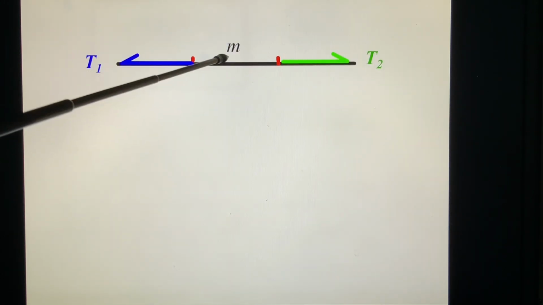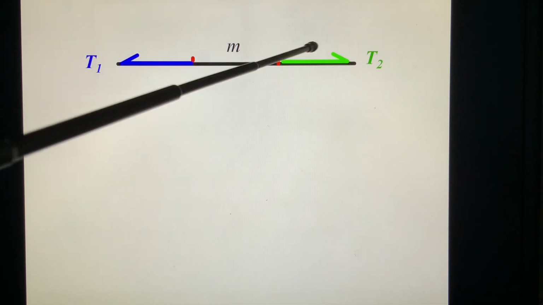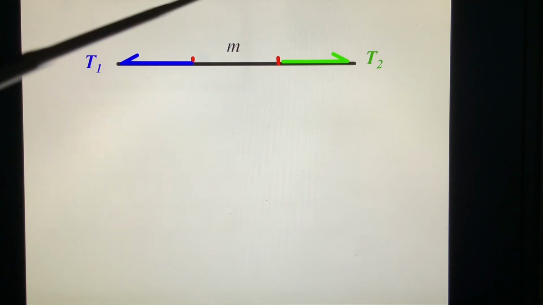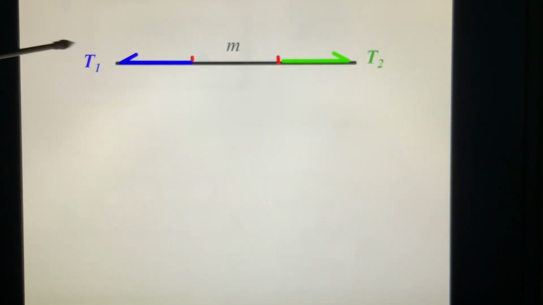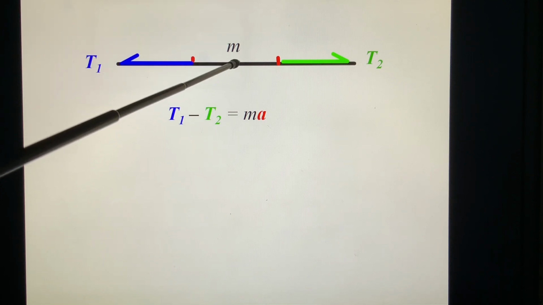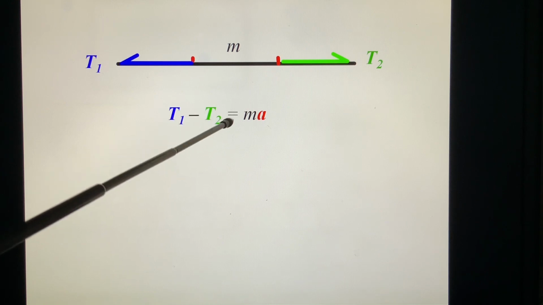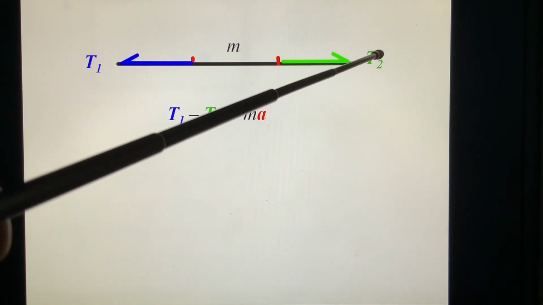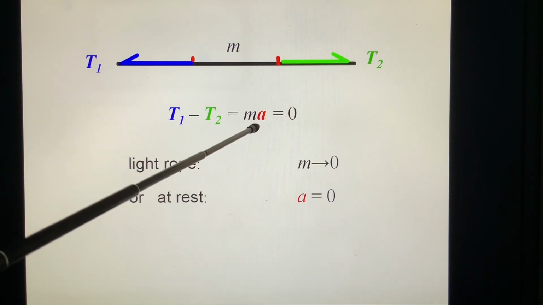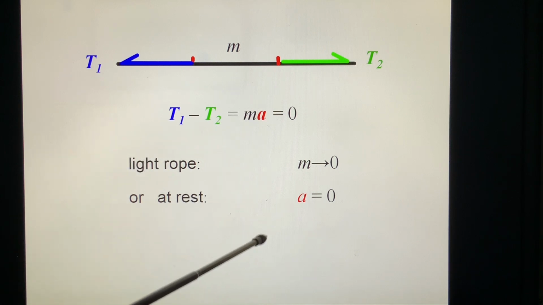Now, if a cord is at rest, then we see that tension is uniform. Now, let's look at a section of it, mass M. We have two tensions. On the right is T2, on the left T1. So T1 minus T2 equals ma. If this is light, that means massless, this is 0 compared to this one. In this case, T1 equals T2. Or if it is at rest, a is 0. So this is 0. So the tension in a rope is uniformly equal to one value.